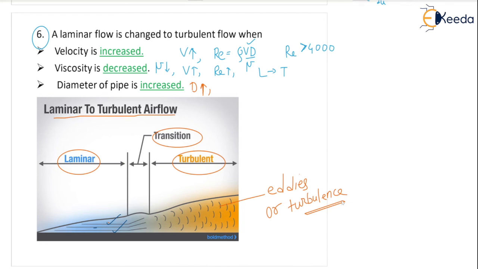So in the next section, we are going to see some more features about the turbulent flow. Okay, thank you.